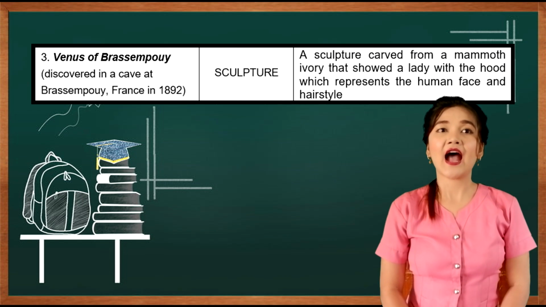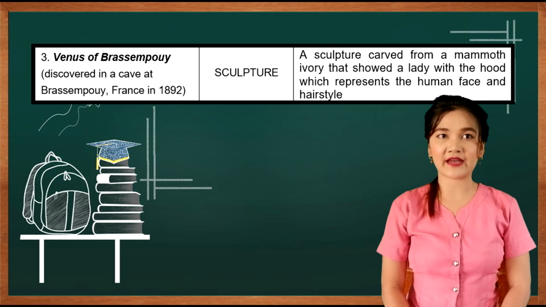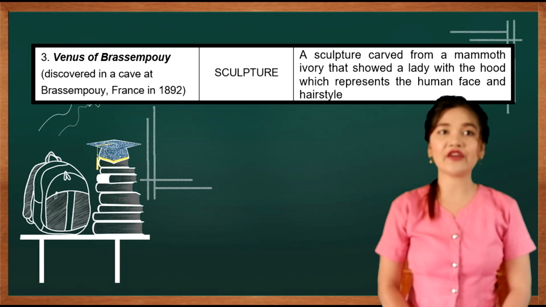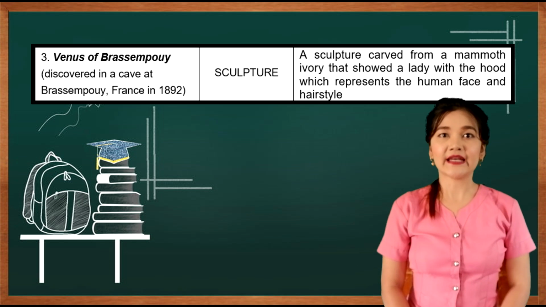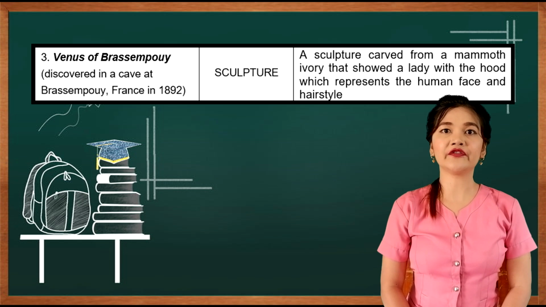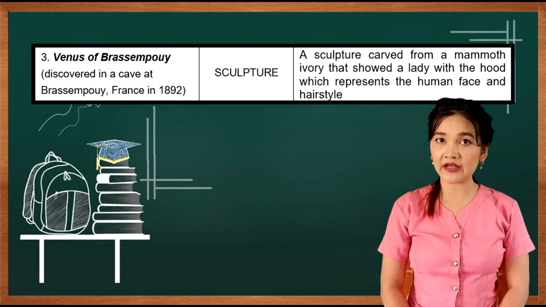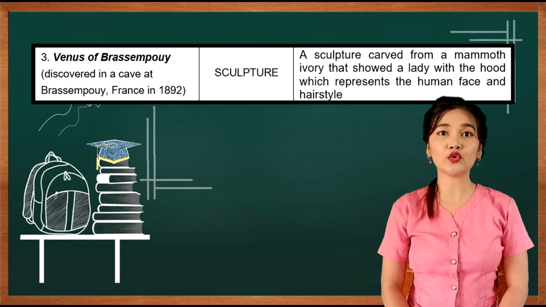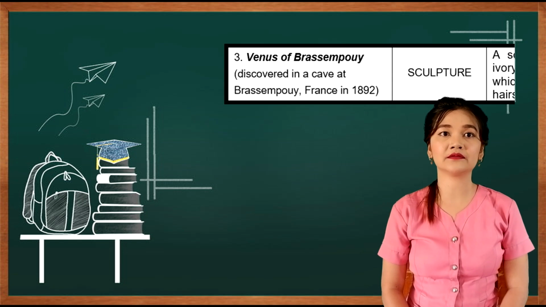Number 3. Venus of Brassempouy. Discovered in a cave at Brassempouy, France in 1892. Art form: sculpture. It is a sculpture carved from mammoth ivory that showed a lady with a hood, which represents the human face and hairstyle.